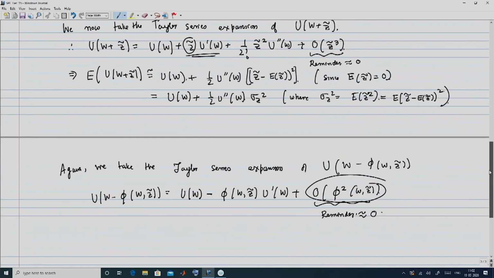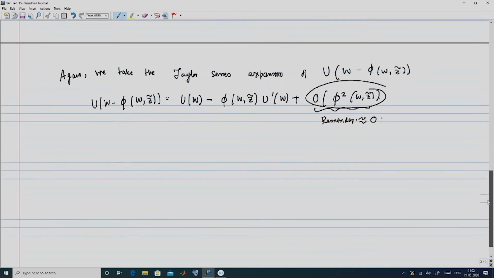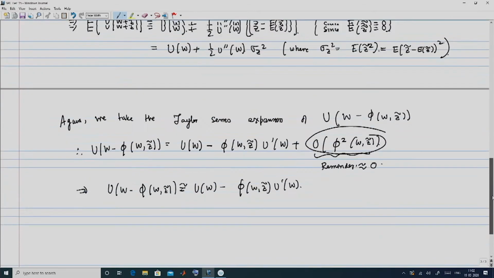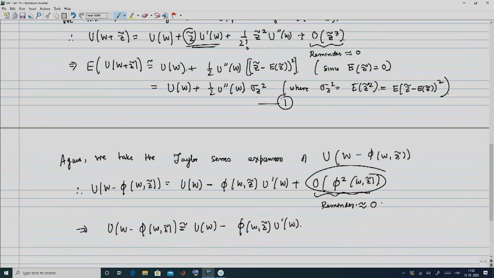Just like we have done here, what is this going to give us? It is going to give us that u of W minus phi W z tilde is approximately u of W minus phi W z tilde u prime of W. Okay, now, let me call this relation 1 and I will call this relation 2.